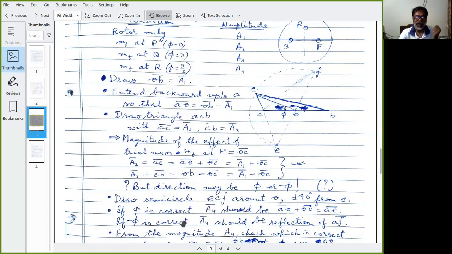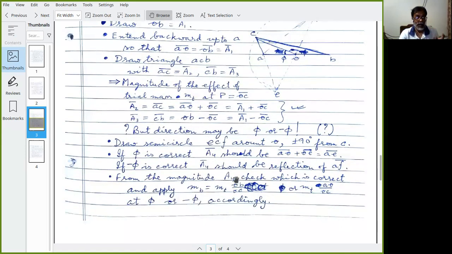So if minus phi is correct, then A4 should be the reflection of A, and from the magnitude of A4 which we have measured, we can check which is correct. And then accordingly apply the balancing mass, which you work out like this, and at phi or minus phi, run it counterclockwise or clockwise by that much angle accordingly. So this is the field balancing of a thin rotor.